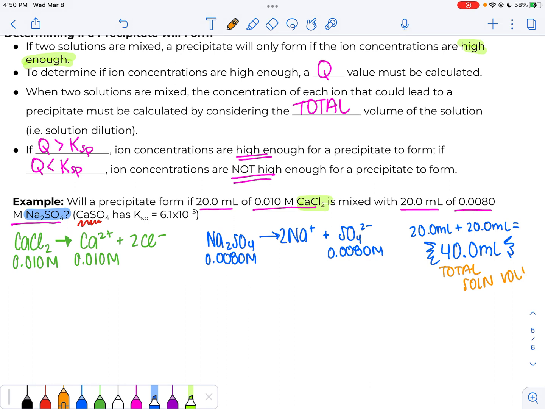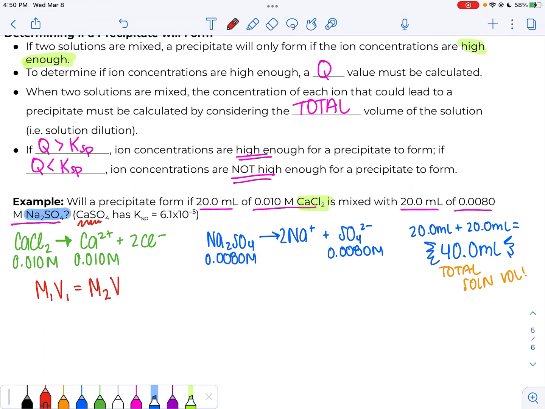Total solution volume. All right, so we're essentially doing a dilution, right? We're adding these two things together. What's the concentration of our new stuff going to be? Our new concentration in our new volume. Okay, who remembers the dilution formula? Oh, I hope we all do.